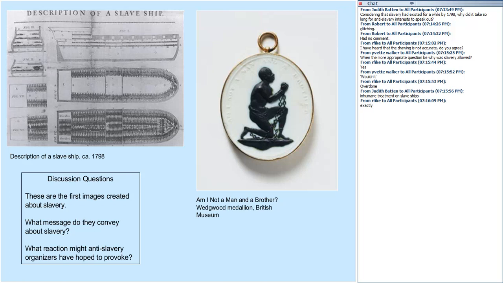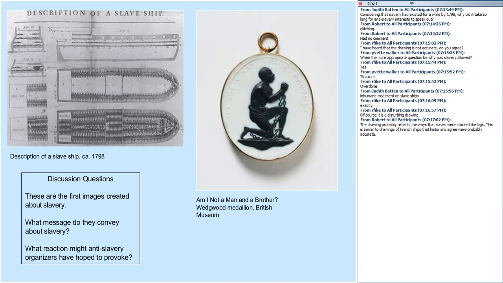Any further comments about these two images? What messages are they conveying about the slave trade? Well, certainly the one on the right, the medallion, is emphasizing the humanity of slavery. You've got the classic icons there, the chains, and the supplicatory posture. Right. So these are two distinctly different images, both created at the same time, both hoping to achieve a similar purpose, which was a political movement to try to end Britain's participation in the slave trade.